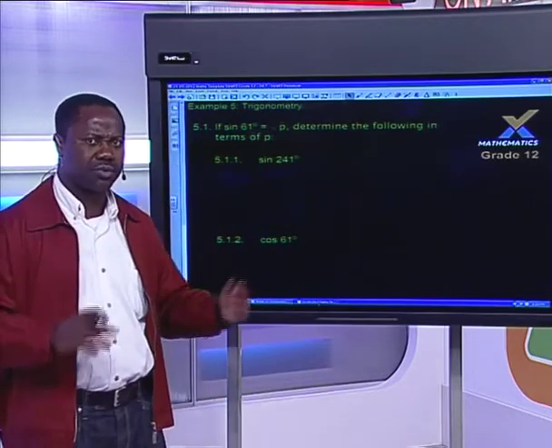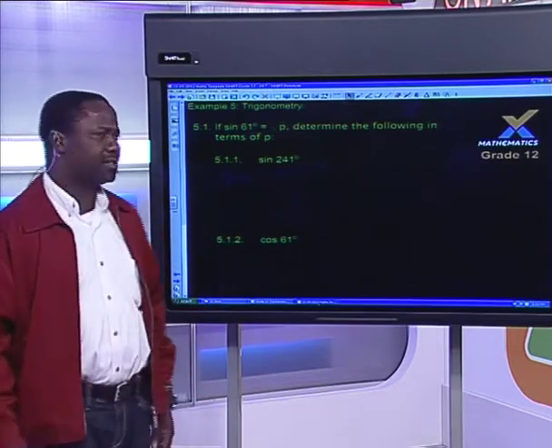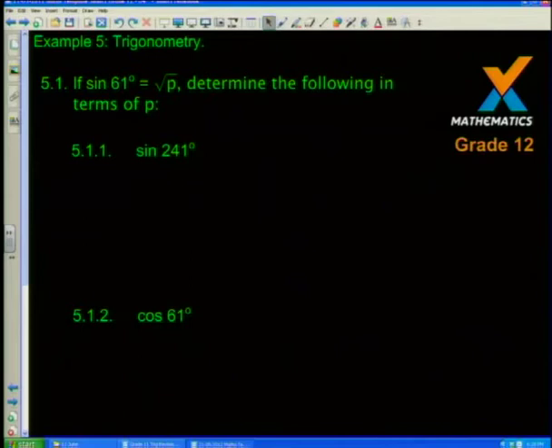I decided I'm going to do a bit of trigonometry. I'm starting off with a question that says, if sine 61 is equal to square root of p, determine the following in terms of p. There are a few of them. The first one says sine 241.